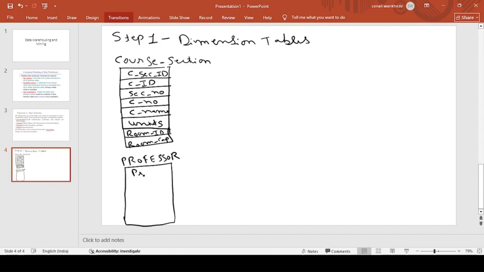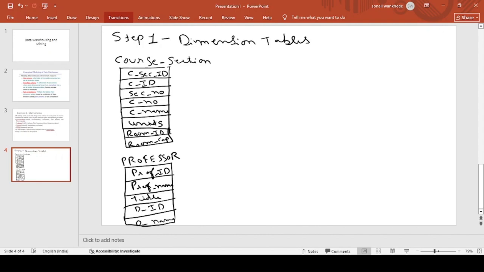So my first value to be placed here is professor ID, then professor name. I'm going to list down all the attributes inside this dimension table. Title, I can also place title, then department ID and department name. So I'm done with my two dimension tables.